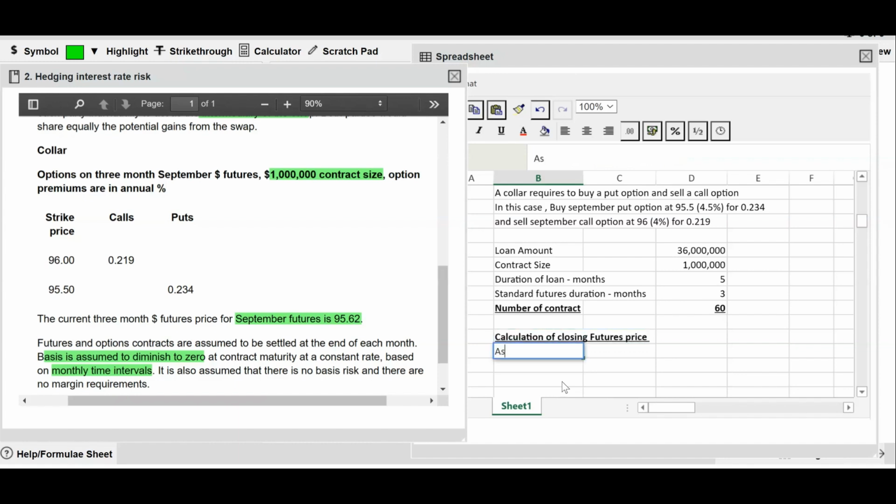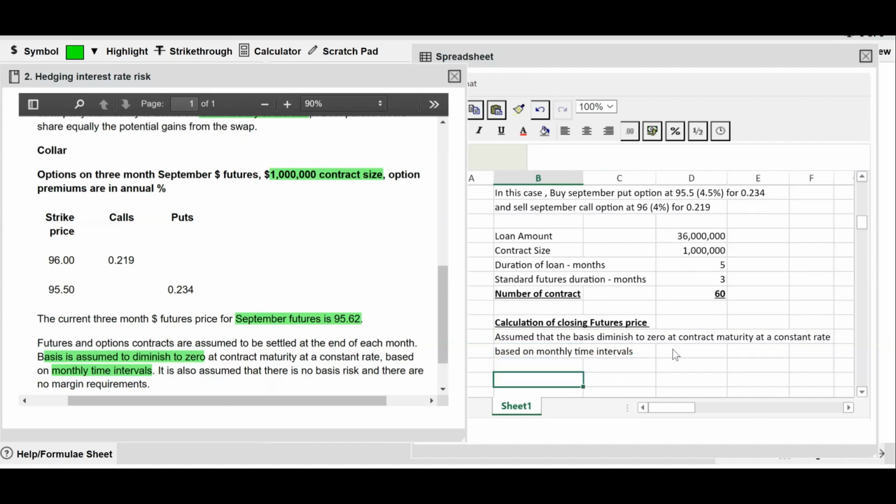Now, based on what is given in the question, it is assumed that the basis diminishes to 0 at contract maturity, at a constant monthly rate, based on monthly time intervals.